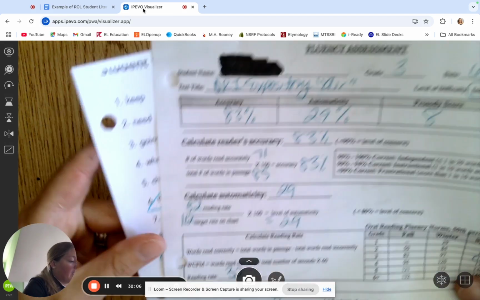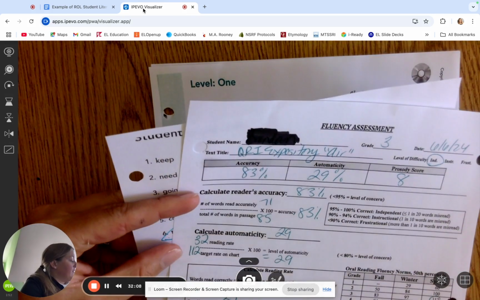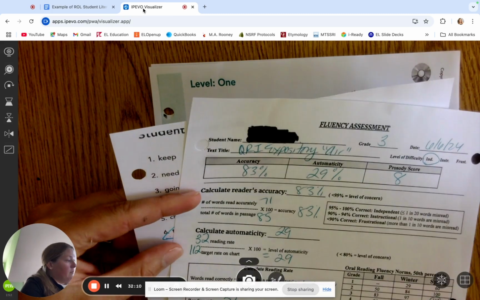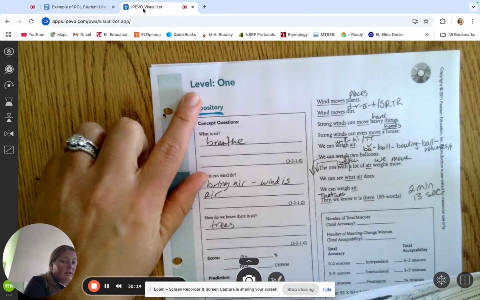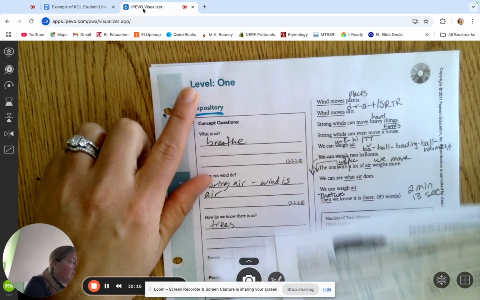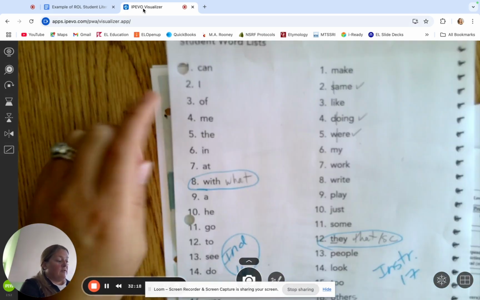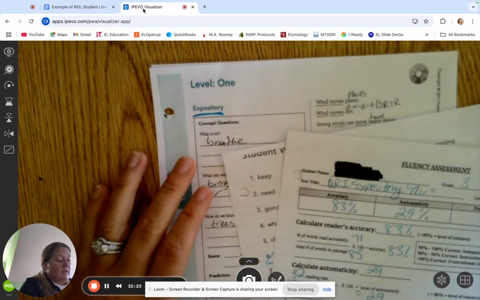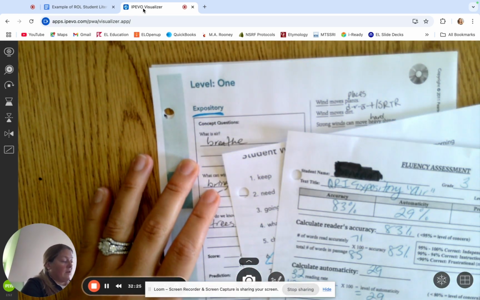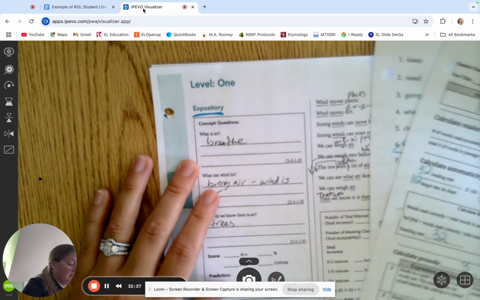So because the highest independent list read was a grade 1, I pulled a grade 1 passage, level 1. So that's what you do. You give this assessment to figure out what their highest independent is, and then you give them the level that corresponds with that list to see how they did.